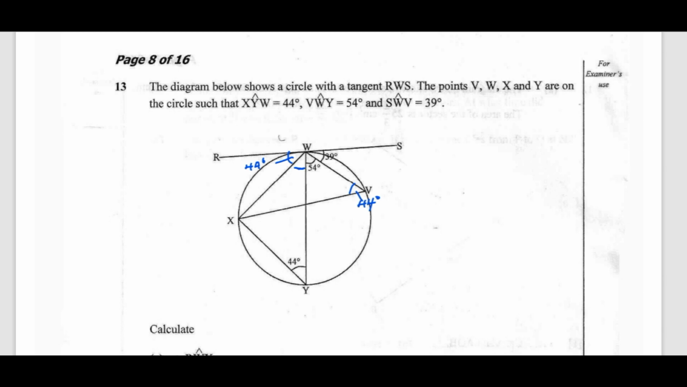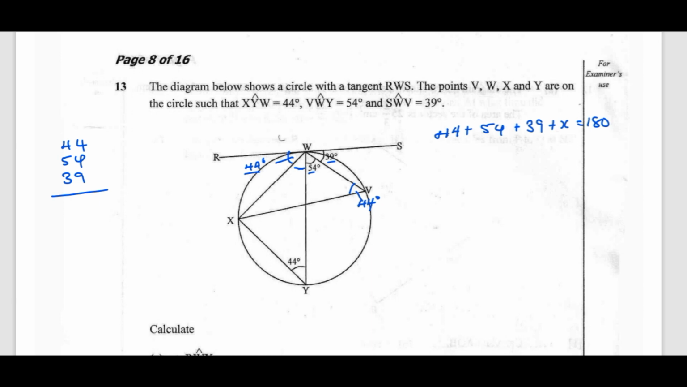So by adding, we have 44 and then 54, and then 39. So we can say 44 plus 54 plus 39 plus X is equal to 180. So when you add this, what are we going to have? So let us add. So we have 44 plus 54 plus 39. So what are we going to have there?